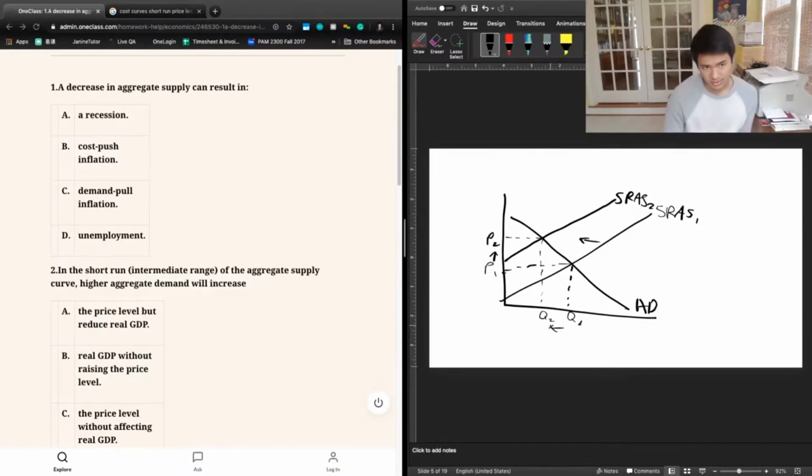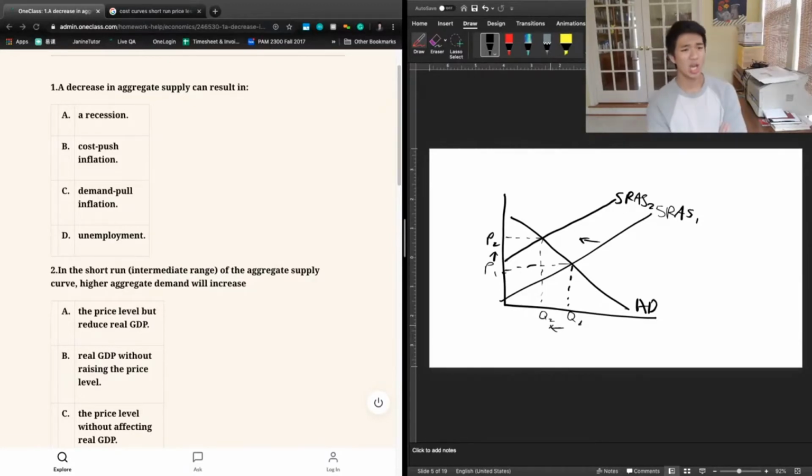So A says a recession, and so we are not exactly sure if that's the case, right? We don't know where the short run equilibrium is relative to the long run aggregate supply. It could be the case that long run aggregate supply is to the left of the equilibrium, even to the left of a new equilibrium. In that case, it's not necessary that we would experience a recession, because the short run GDP output could still be greater than the long run aggregate supply. So that's not necessarily going to be the case here.